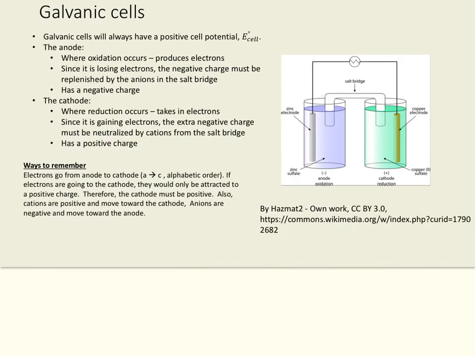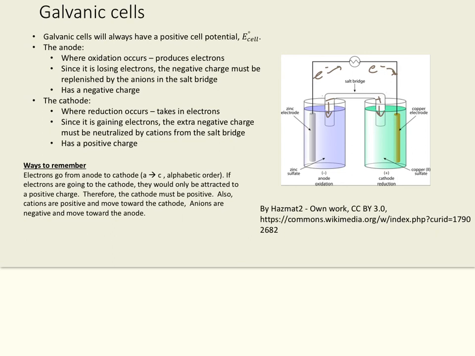All right, galvanic cells will always have a positive cell potential. The anode is where oxidation occurs. It produces electrons, right? So if this is where the anode is, then it's producing electrons, and so the electrons are going to travel this way. And the negative charge has to be replenished by the anions in the salt bridge. So the negative charges will come over here, and the positive charges will go over here.